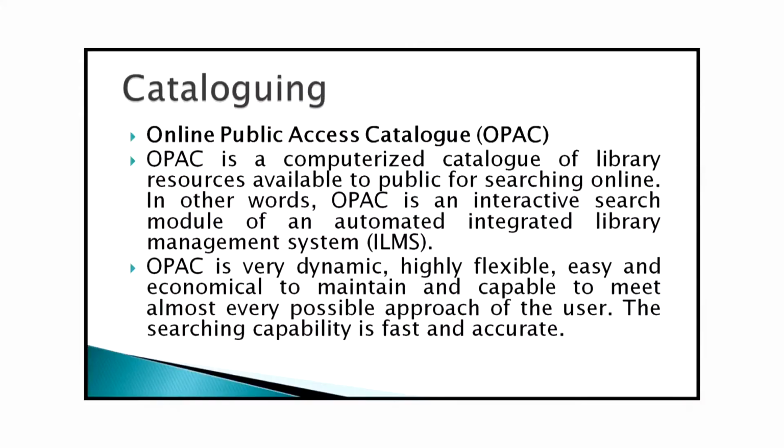Online public access catalog. It is a computerized catalog of library resources available to public for searching online. In other words, OPAC is an interactive search module of an automated integrated library management system. It is very dynamic, highly flexible, easy and economical to maintain, and capable of meeting almost every possible approach of the user. The searching capability is fast and accurate.